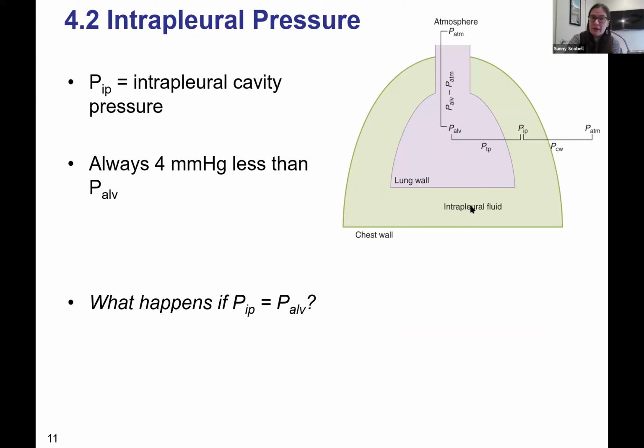In the intrapleural cavity, it's always 4 millimeters of mercury less at a static point when you're not moving, when you're not in the middle of a respiratory cycle, either an inspiration or an expiration. It's always going to be at least 4 millimeters of mercury less than in the alveolus. The reason is that the chest wall is holding your rib cage open, right? Your rib cage is holding that thoracic cavity open.